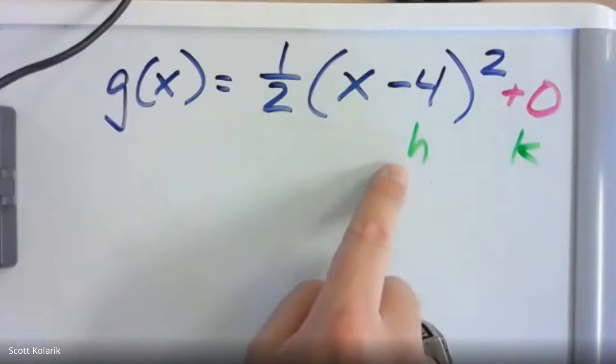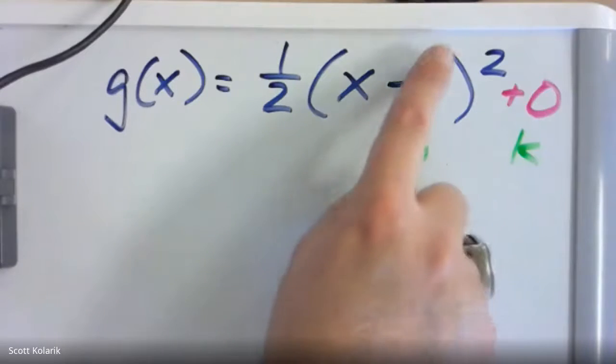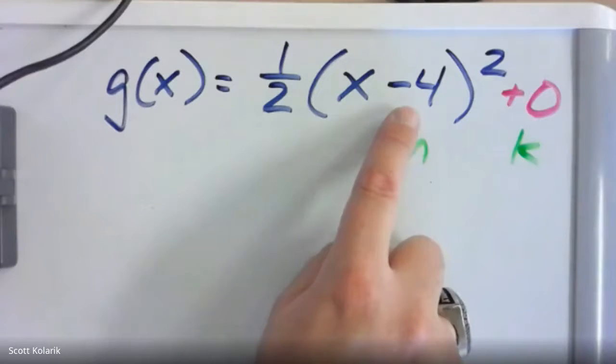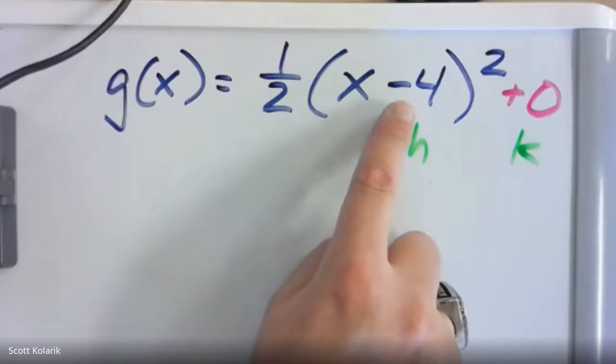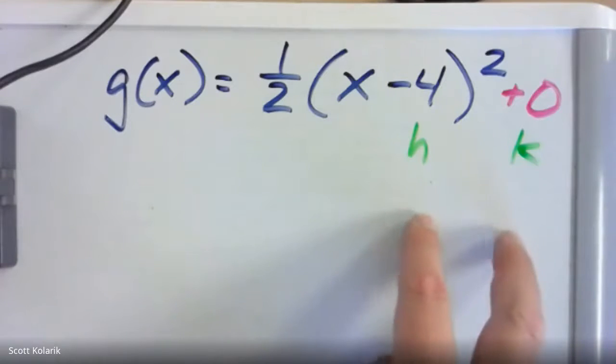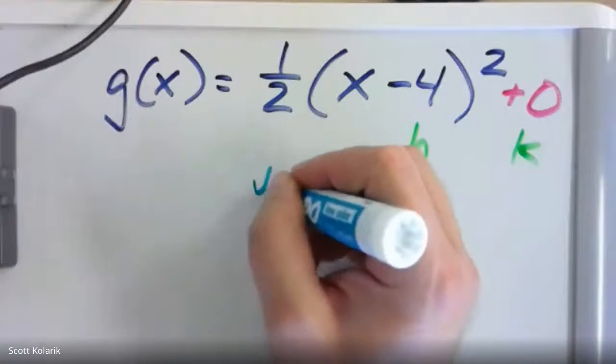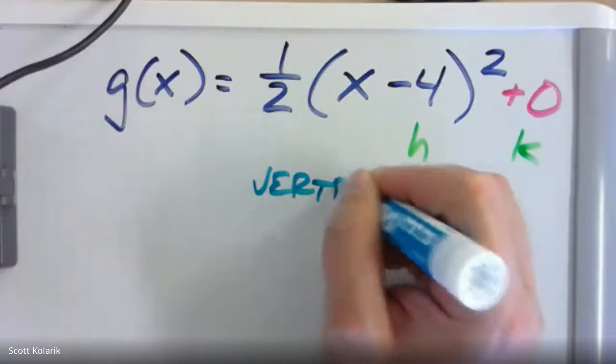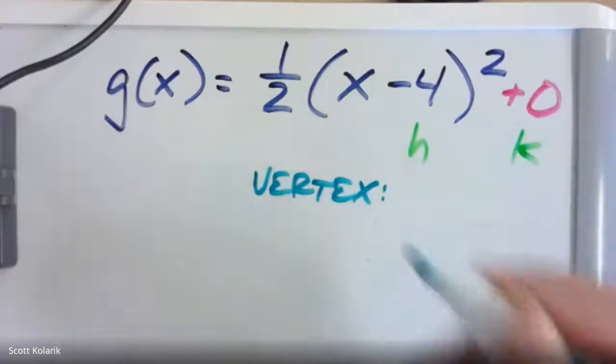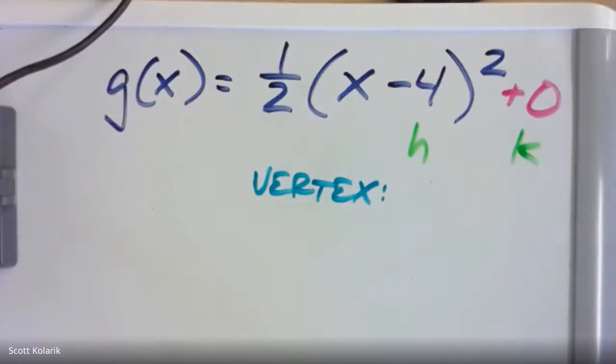My H value here is going to be the opposite of this sign. So this -4 is going to become +4 for my vertex. So one of the first things you're going to be asked to identify throughout this section assignment is they'll give you a vertex form of an equation, and they're going to be like, all right, identify the vertex.